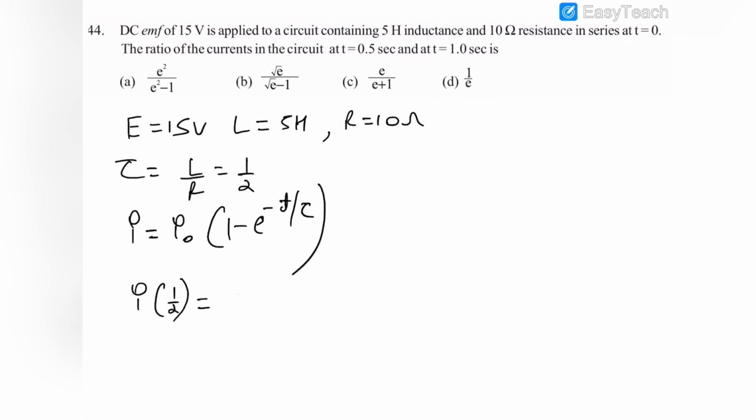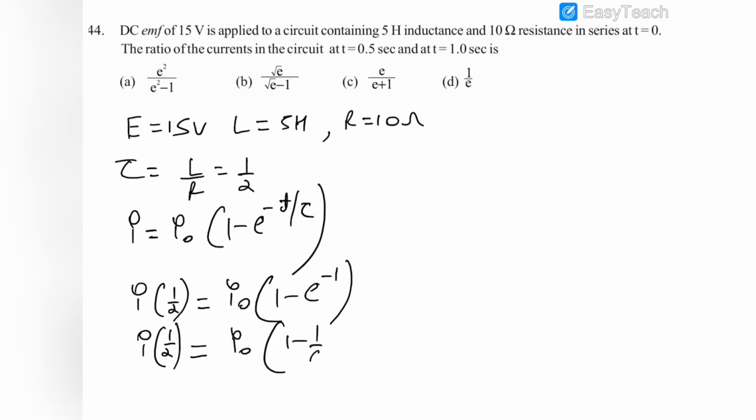Now first of all, let us find out the current I at t equal to 0.5 seconds, half seconds. So it is I naught and 1 minus e to the power... So you can see that time is half and time constant is also half. So it would be e to the power minus 1. And therefore I at half seconds will be equal to I naught into 1 minus 1 by e. This is equation number 1.